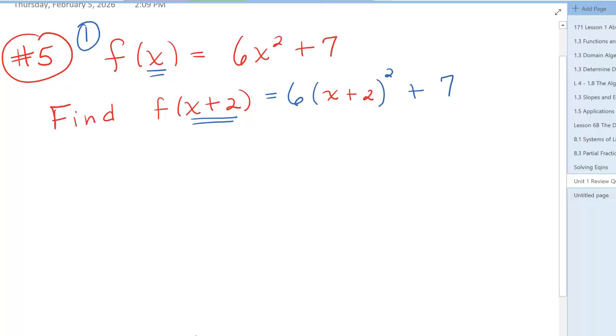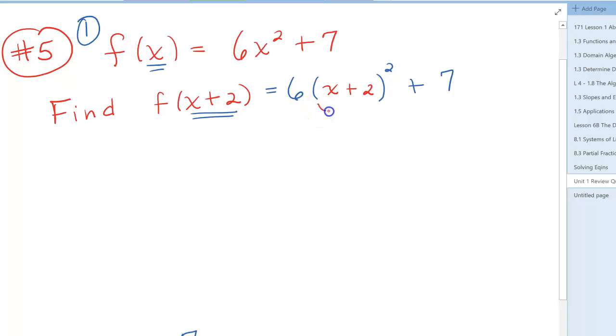Now, as I was grading your classwork, I did notice that some of you wanted to distribute this 6 and then square. But remember, by the order of operations, we do exponents before we multiply. So we're going to have to square first and then distribute the 6.